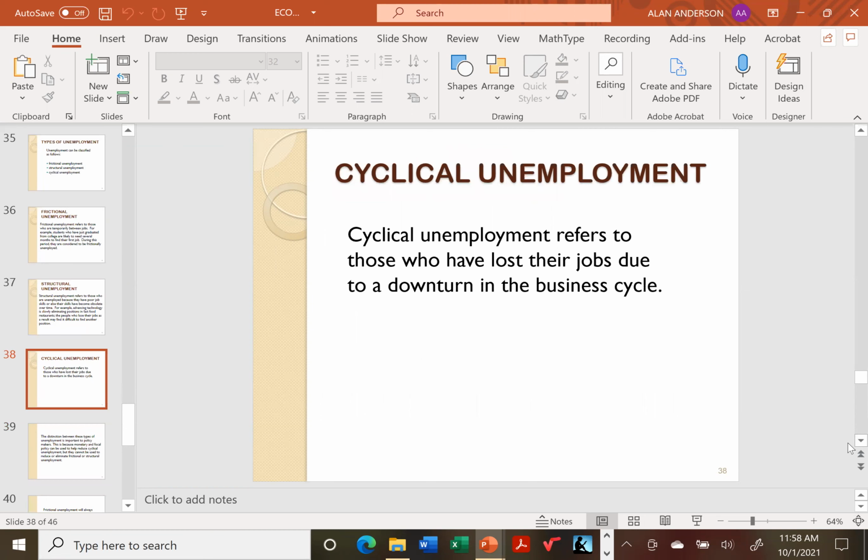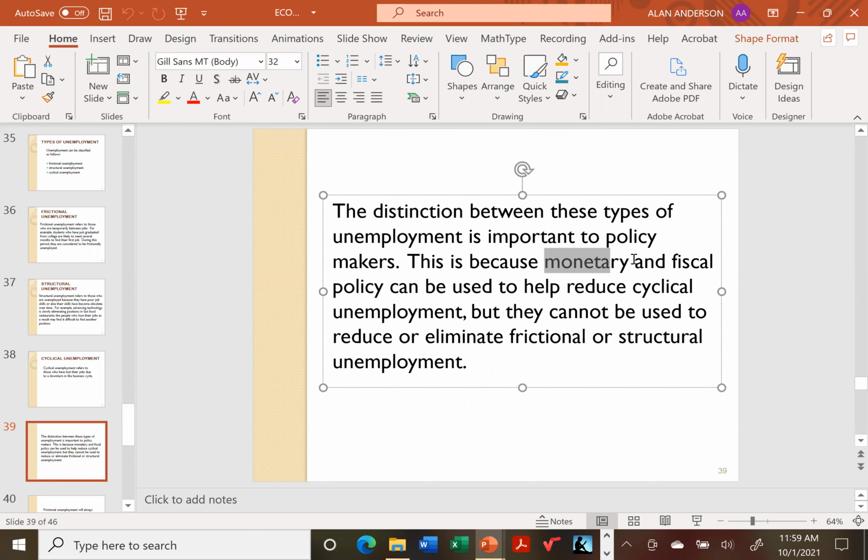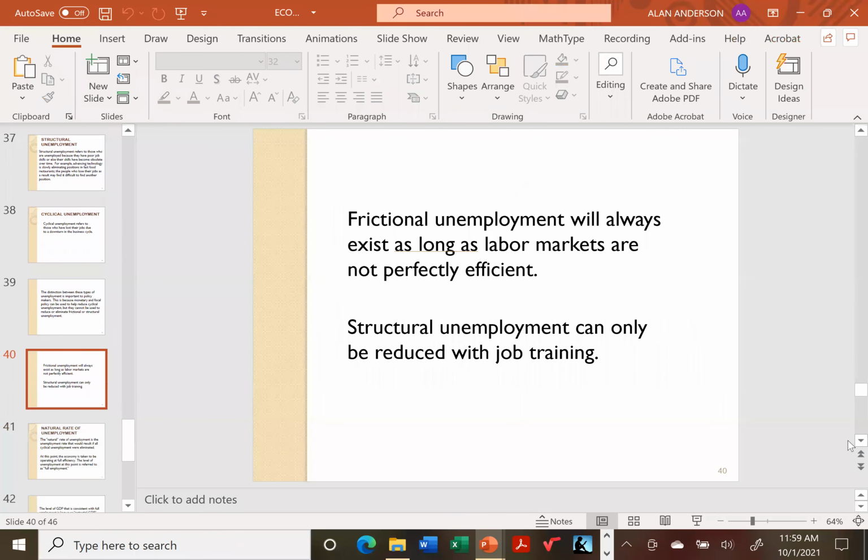And then cyclical means they've lost their jobs due to the business cycle. Okay, a recession comes along and people get laid off. And so as we saw in the videos, monetary and fiscal policy, which we will discuss in later chapters, can be used to help these people. The government can stimulate the economy by, for example, lowering interest rates with monetary policy. They can also cut taxes or spend more money with fiscal policy to help stimulate the economy and reduce or eliminate this cyclical unemployment. And if they do, we're said to have reached the natural rate of unemployment.